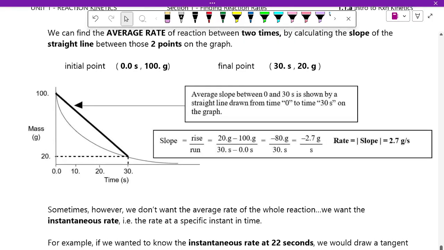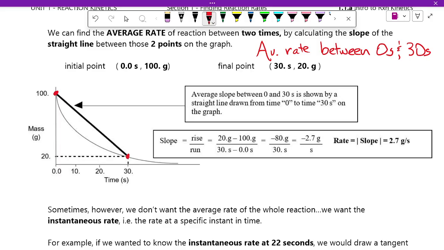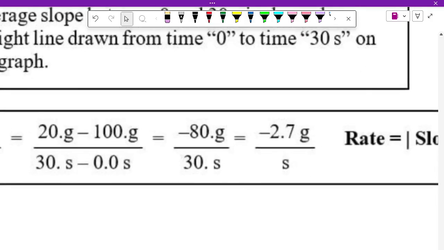You could say, what is the average rate between 0 and 30 seconds? So the average rate between 0 seconds and 30 seconds. And you would just take the point at 0 seconds and you would take the point on the graph at 30 seconds and plug in your grams and your grams. You would plug in your seconds and your seconds, and you would get negative 2.7 grams per second.